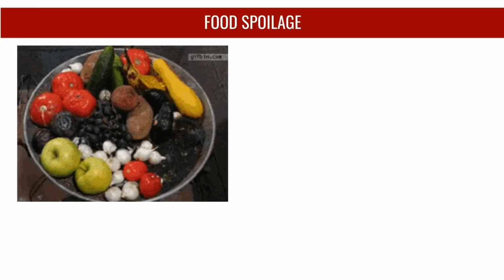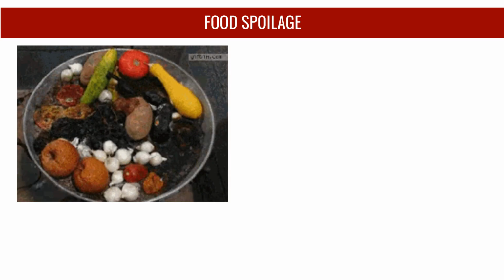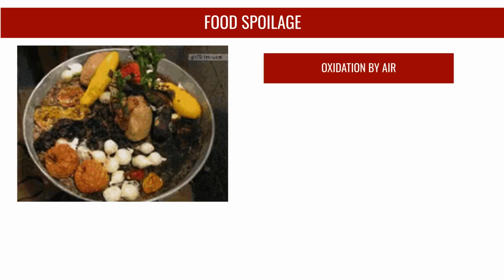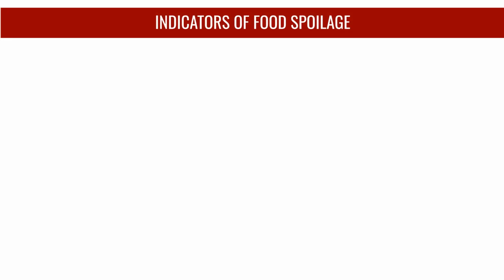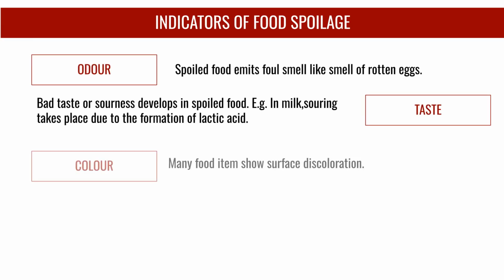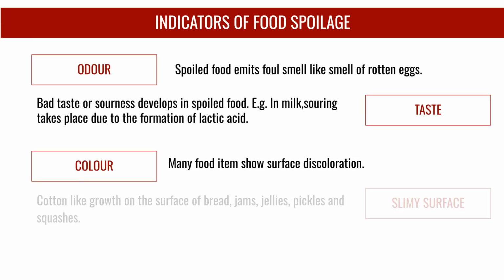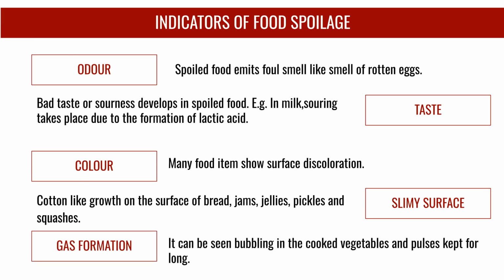Food spoilage is a process that makes food unsuitable for consumption. This can be caused by oxidation by air or decomposition by bacteria or fungi. There are several indicators of food spoilage, including foul odor, bad taste, and color changes. Other signs are a slimy surface and gas formation, like bubbling in cooked foods left for too long.